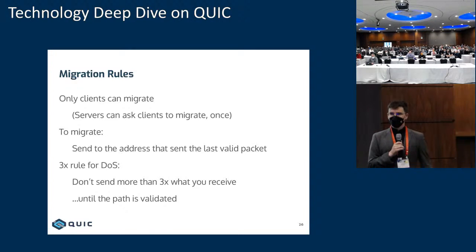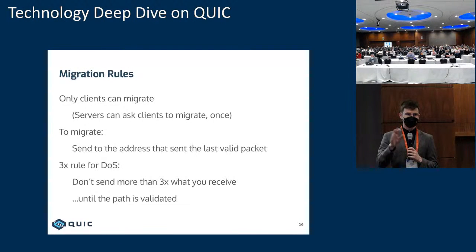So in order to get this to work, we didn't want to solve the problem that ICE solves, so only clients can migrate in this version of QUIC anyway. Servers can ask clients to migrate, but only once. We have this thing that happens during the handshake that allows it to happen, but clients are the ones that initiate the process.